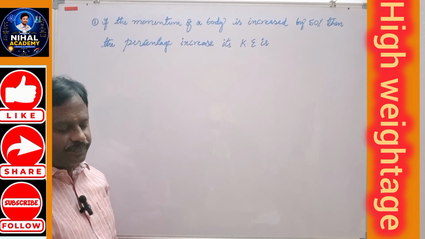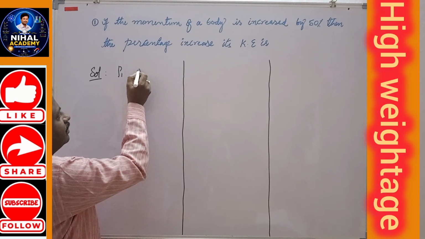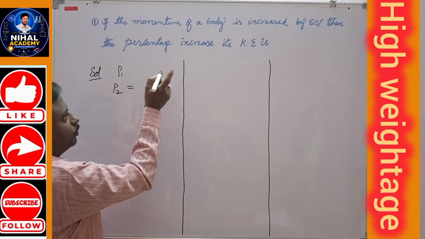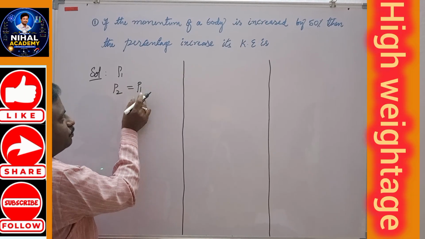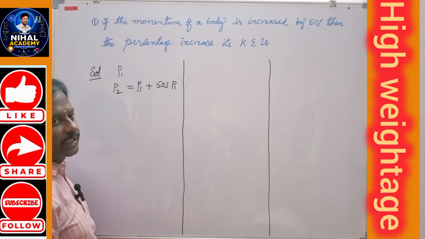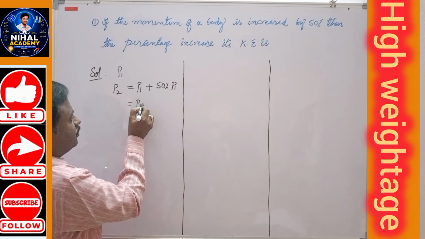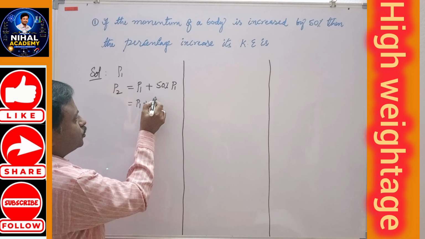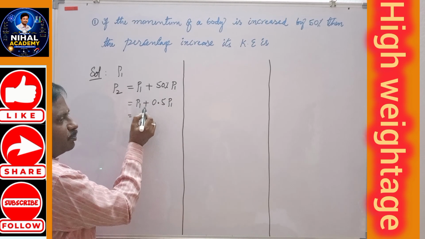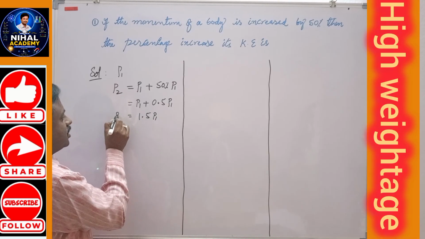kinetic energy is? So your initial momentum is P1 and the final momentum P2 is equal to how much? 50% is increased from its initial. So P1 plus 50% of P1. 50% of initial, that is P1, means 1 by 2, so 0.5 P1. So P1 plus 0.5 P1 is equal to 1.5 P1. So this is the P2 value.